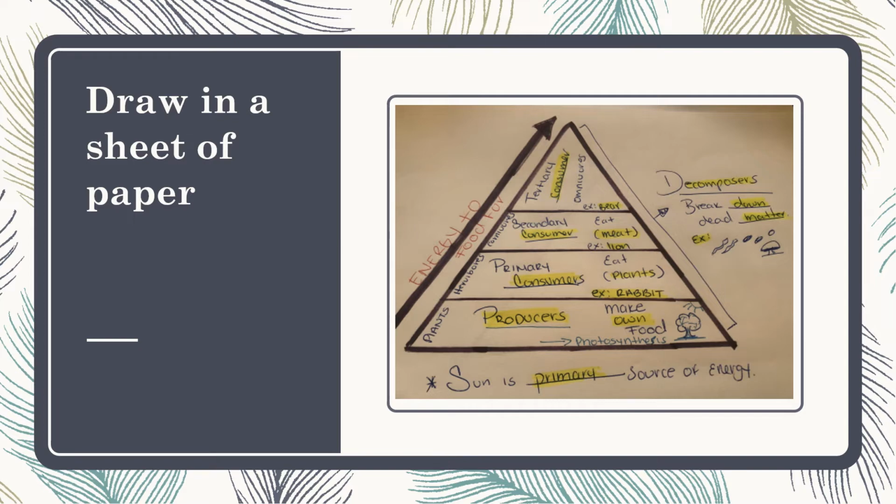Examples are rabbits. The energy of the primary consumers is transferred to the secondary consumer, and the energy of the secondary consumer is transferred to the tertiary consumers. If any of these organisms die, then the decomposers will come into place. They will break down the dead matter, and those nutrients, they return back to the soil.